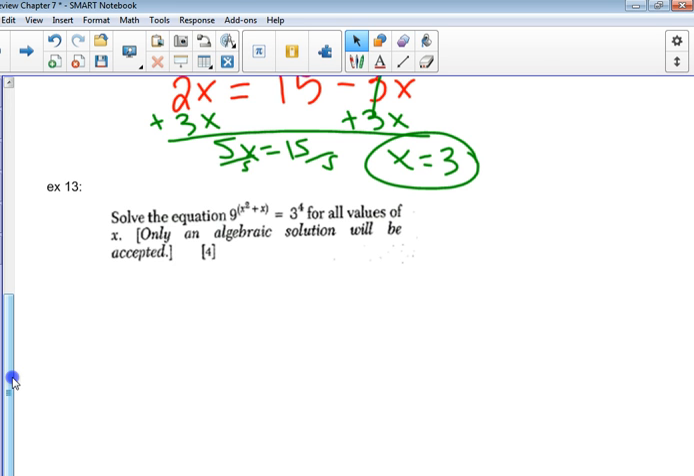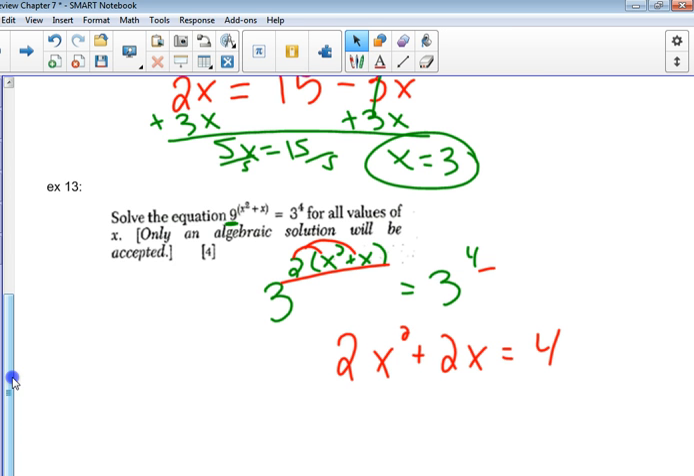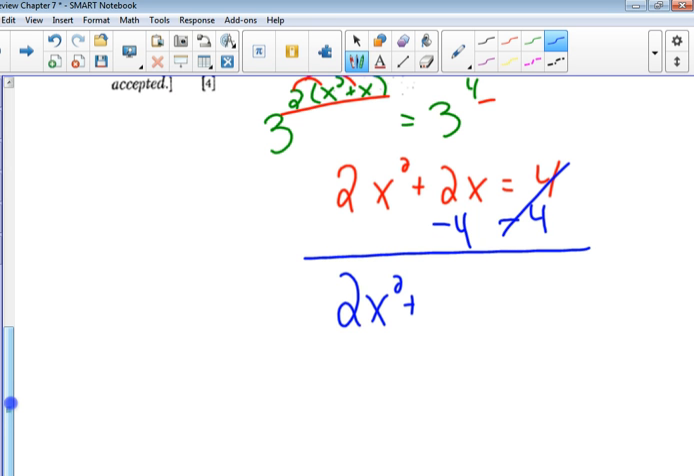I think most of you, instead of the 9, made it 3 squared. Once we have the same base, which is great, you take your exponent and set it equal. Make sure we distribute this through. Now, since you have something that is x squared, what does this have to be set equal to? 0. Okay, so it's a little different solving wise. Minus our 4, bring it across. So 2x squared plus 2x minus 4 equals 0.